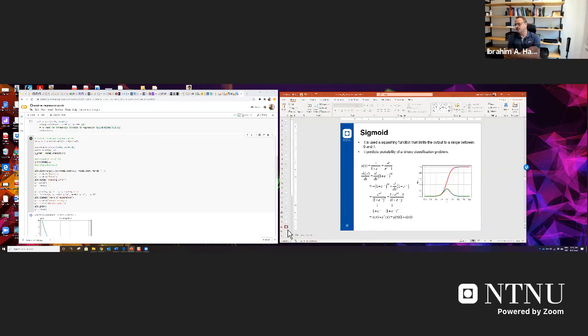Sigmoid function. It is used as a squashing function. So it's the red one here. This is a sigmoid function, and mathematically it's exponential of x divided by exponential of x plus 1, or if you multiply by exponential of minus x, this one will be 1 divided by 1 plus exponential of minus x. So usually people use this form for describing the sigmoid function, and it predicts the probability in a binary classification problem.